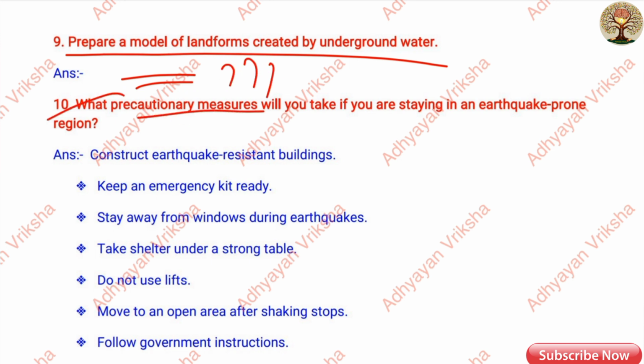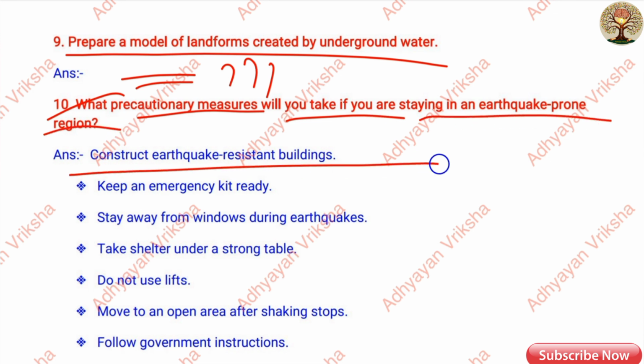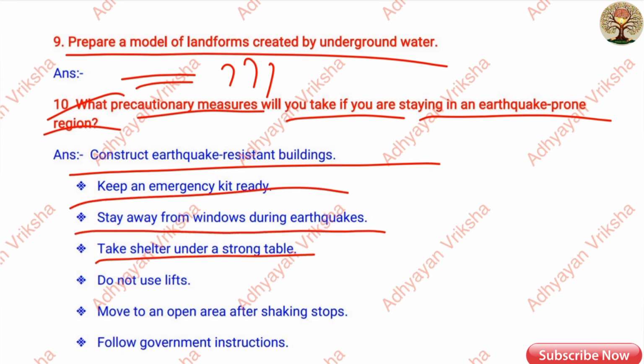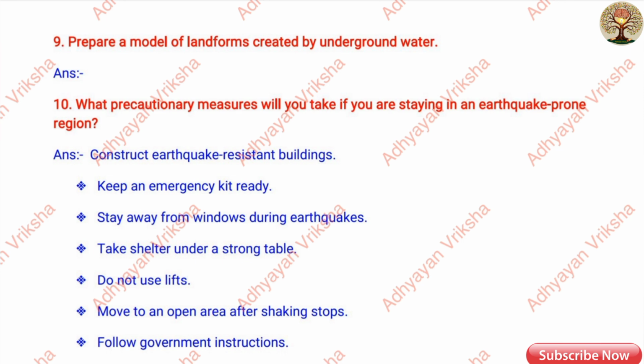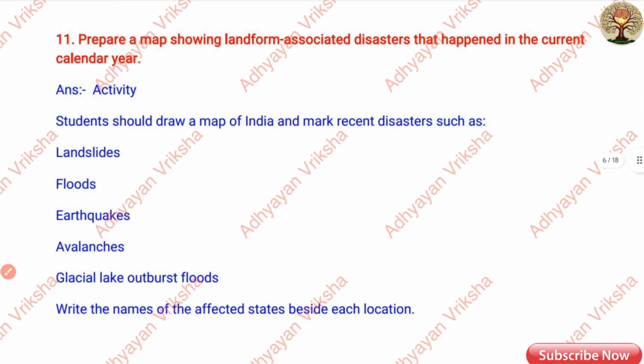What precautionary measures will you take if you are staying in an earthquake-prone region? Construct earthquake-resistant buildings. Keep an emergency kit ready. Stay away from windows during the earthquake. Take shelter under a strong table. Do not use the lift. Move to an open area after the shaking stops and follow government instructions if they have been provided.